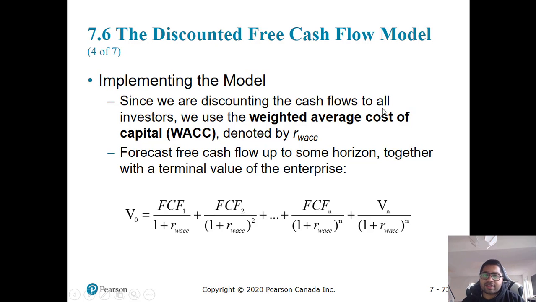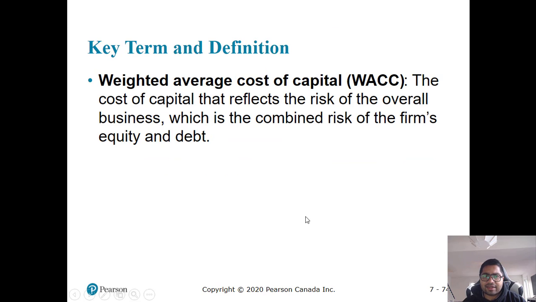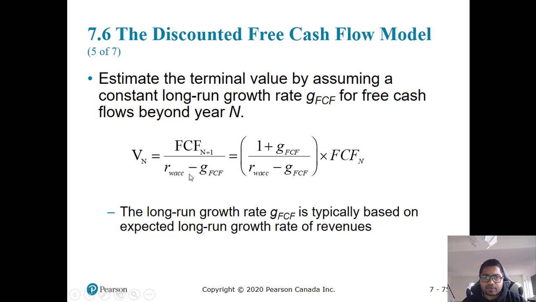Since we're discounting the cash flows to all investors instead of equity, we use weighted average cost of capital, R WACC, right? Same, so it is like a dividend discount model. So the formula is free cash flow to the firm in the next year divided by weighted average cost of capital minus growth rate of the free cash flow, right? You can rewrite it if the current cash flow is given: 1 plus growth rate in cash flows times current cash flows divided by weighted average cost of capital minus growth rate.